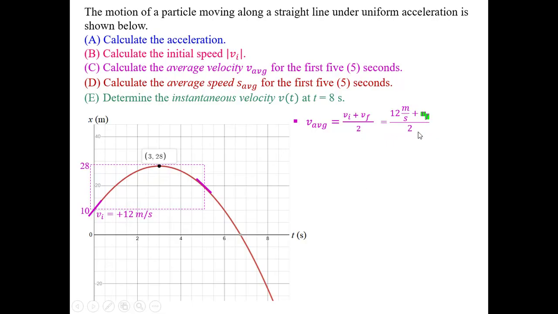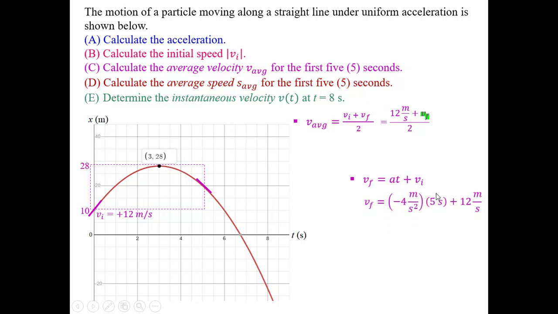We don't know what VF is. Well, VF at 5 seconds. I know it's some negative value here because the tangent line is negative. So let's go ahead and find VF. Well, to find VF, all you have to do is apply the kinematics equation. The VF function here is just acceleration times time plus VI.